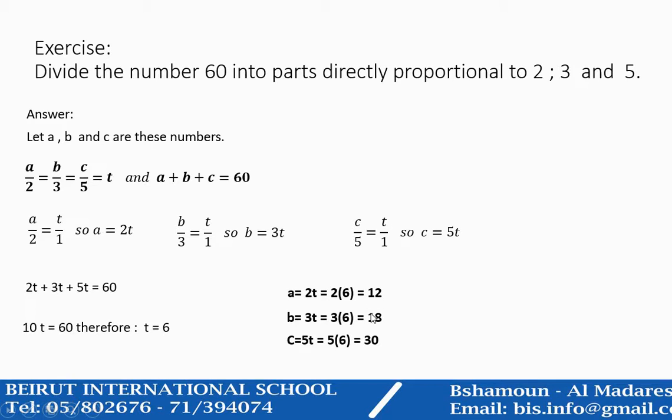These three numbers, 12, 18, and 30, are directly proportional to 2, 3, and 5. And their sum is 60.